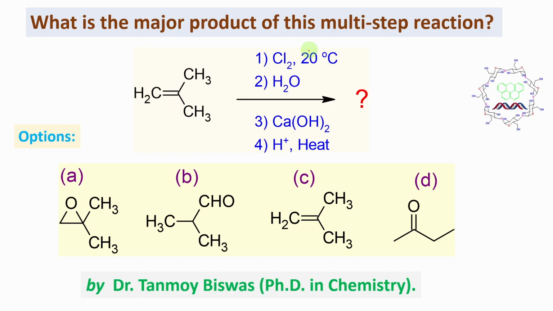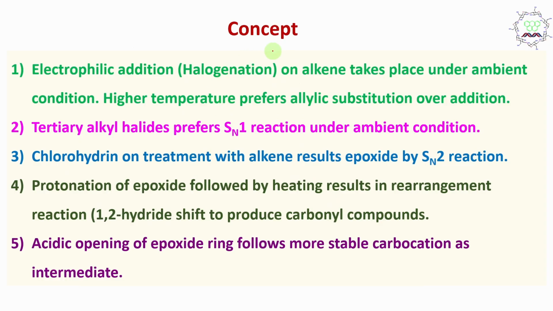Look at the question. What is the major product of these multi-step reactions? So this is an alkene and four different steps are provided, associated with different types of reagent. Before going to the details, let's learn the concept associated with the process. Now, what is the concept?